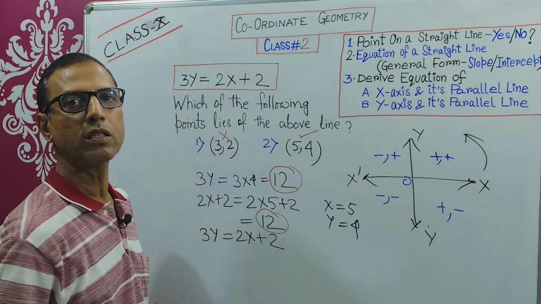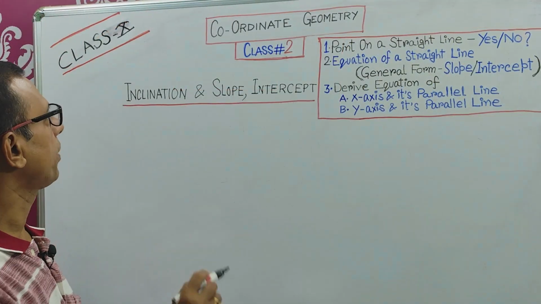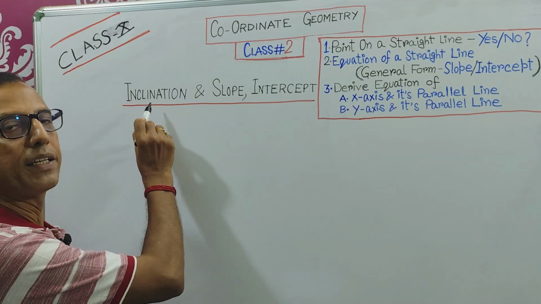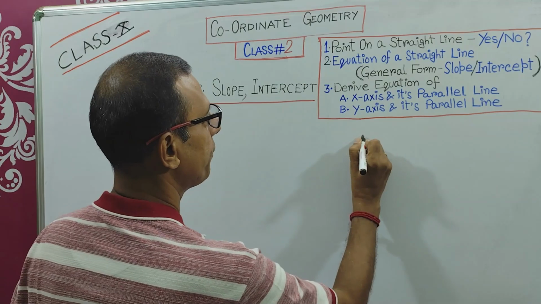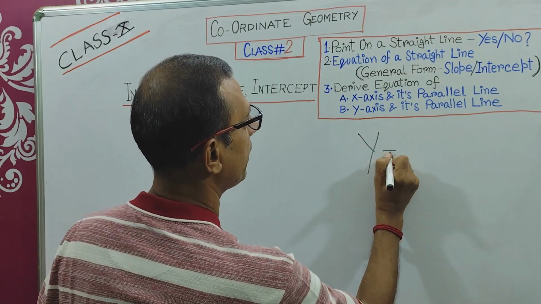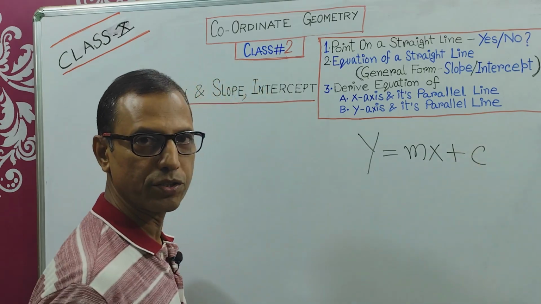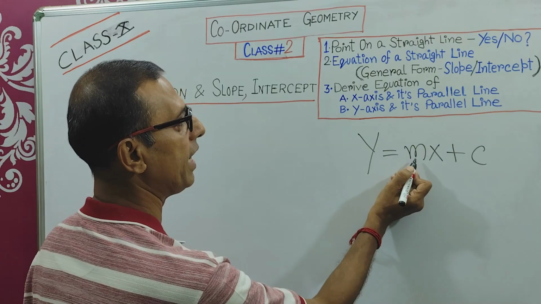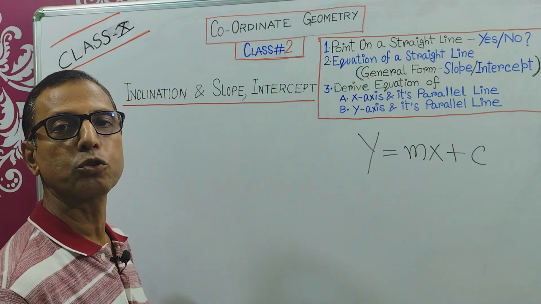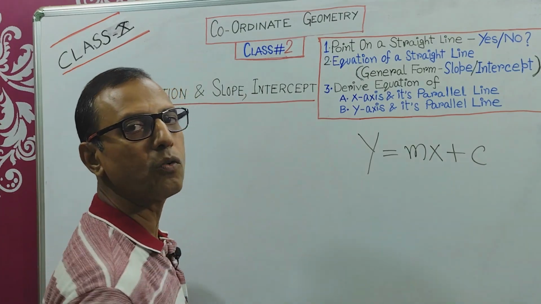So point number 1, it's done. Very simple. Okay, so now let's understand what is inclination, slope and intercept. If the equation of a straight line is y equals mx plus c, this is the linear equation with two variables x and y. So what are these? m is the slope or gradient of that line, and c is the y-intercept.